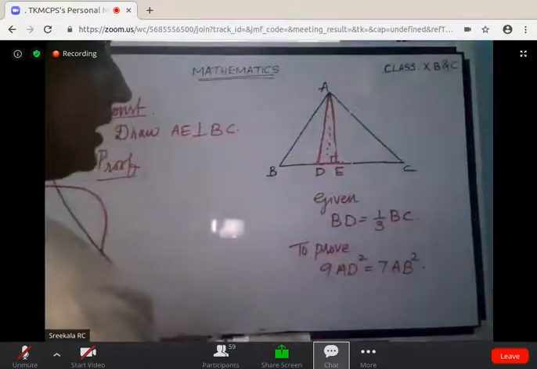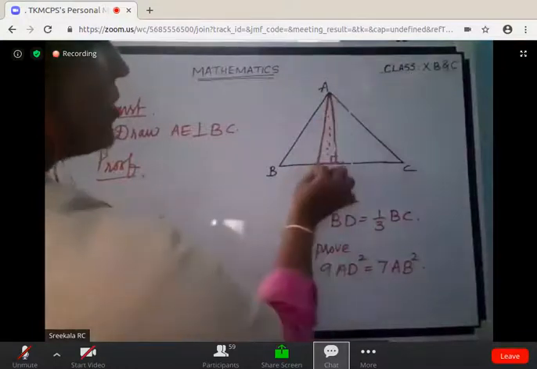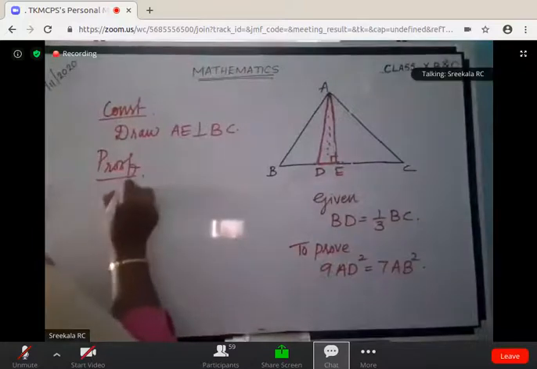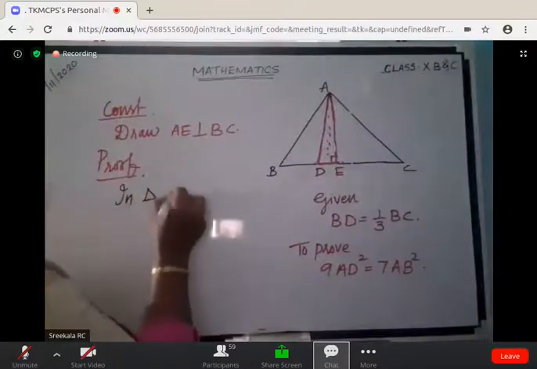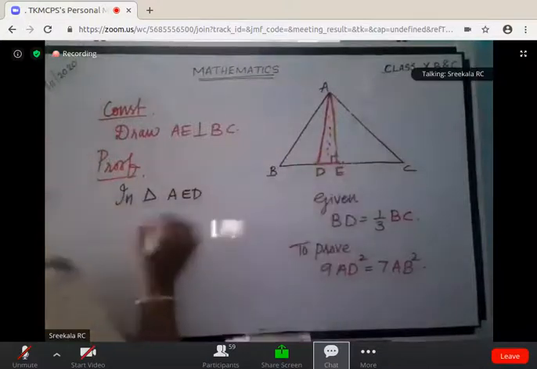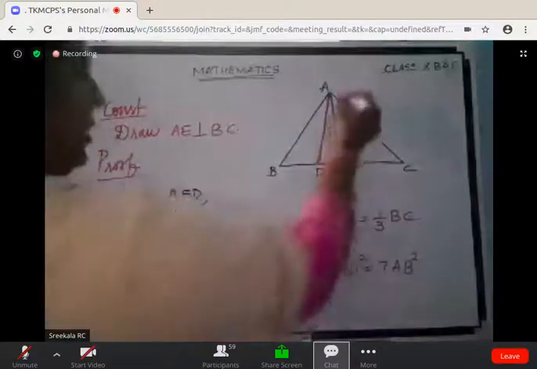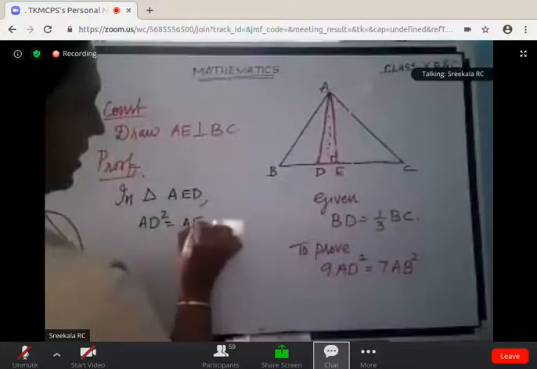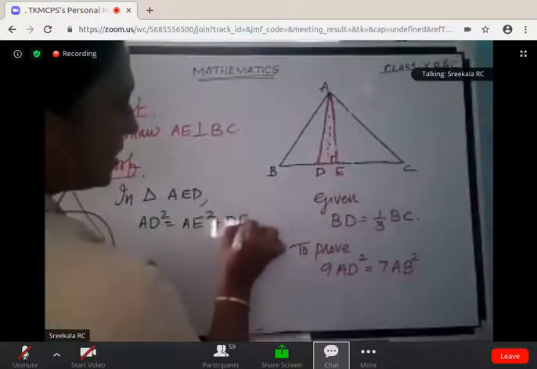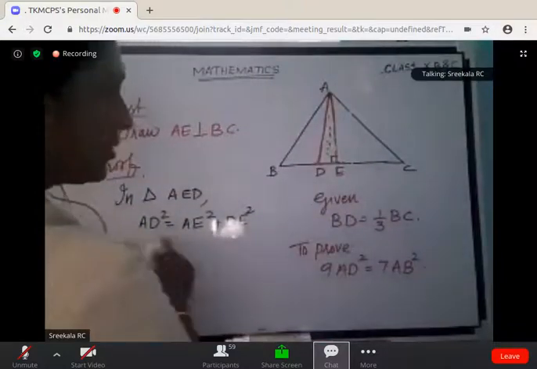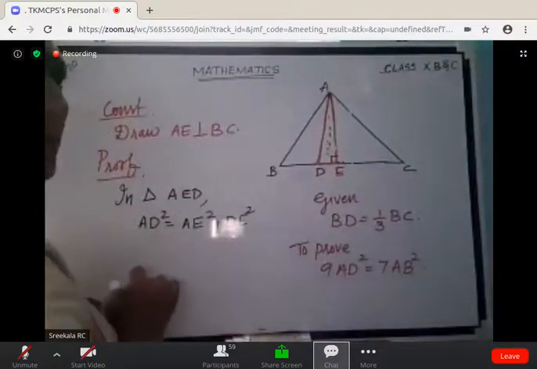In this right triangle ADE, we can write AD square is equal to, how can we write? In right triangle AED, AD square, hypotenuse square, is equal to AE square plus DE square, the sum of squares of the other two sides.